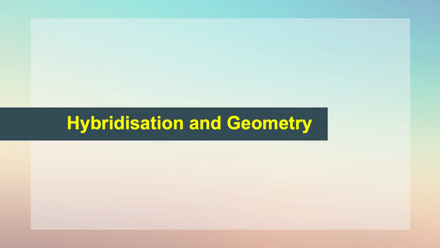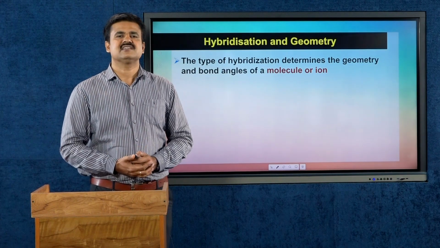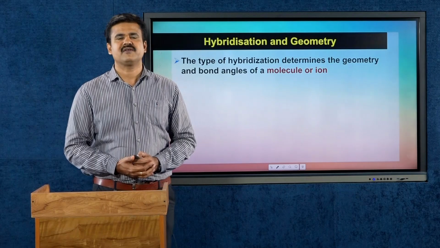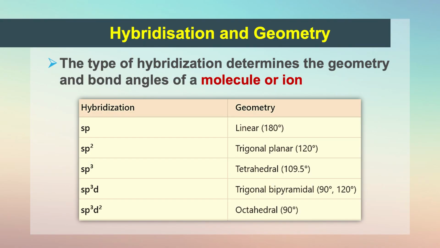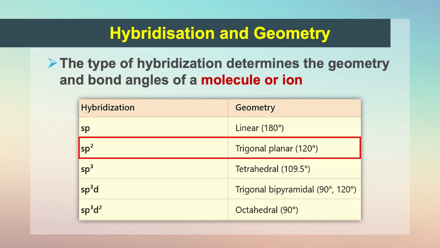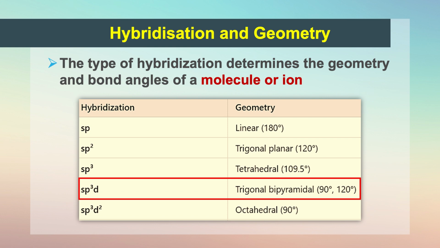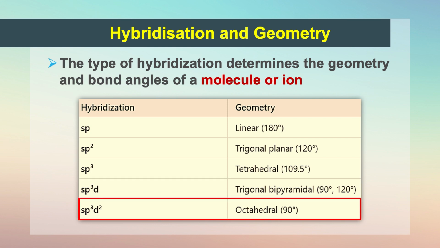Now, hybridization and geometry. The type of hybridization determines the geometry and bond angle of a molecule or ion. This is the correlation between hybridization and geometry. sp hybridization leads to linear geometry. sp2 hybridization leads to trigonal planar geometry. sp3 leads to tetrahedral geometry. sp3d hybridization leads to trigonal bipyramidal geometry, and sp3d2 hybridization leads to octahedral geometry.